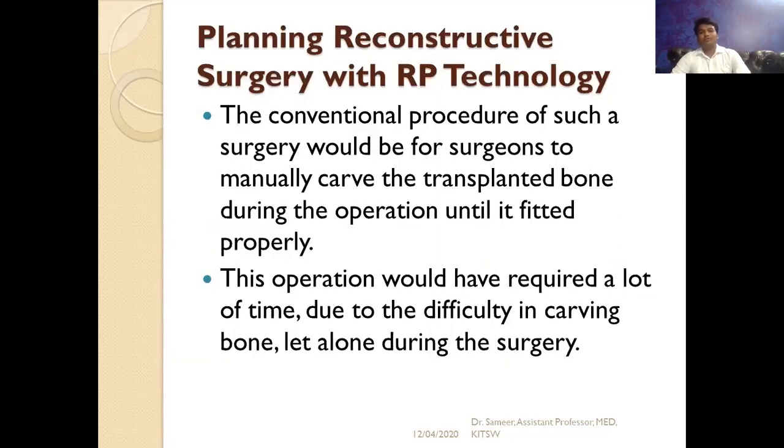The conventional procedure for such surgery is for surgeons to manually carve the transplanted bone during the operation until it fits properly. They would spend hours in the operation room until it fits. This operation would require a lot of time due to the difficulty of carving bone, let alone during the surgery.